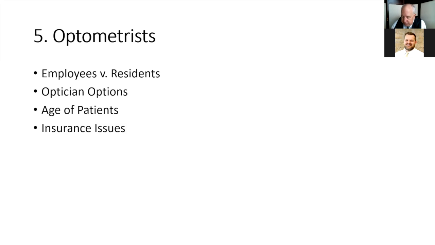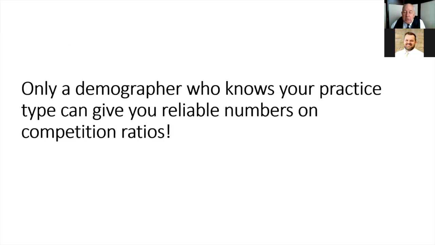There are some big differences, I believe, in how much people have as far as their insurance. I understand VSP is the big insurer, but the number of people who have VSP may not be as high in the residential population as it will be among people who are basing their work. Now, only a demographer who knows your practice type can help you realize the numbers of the competition ratios.